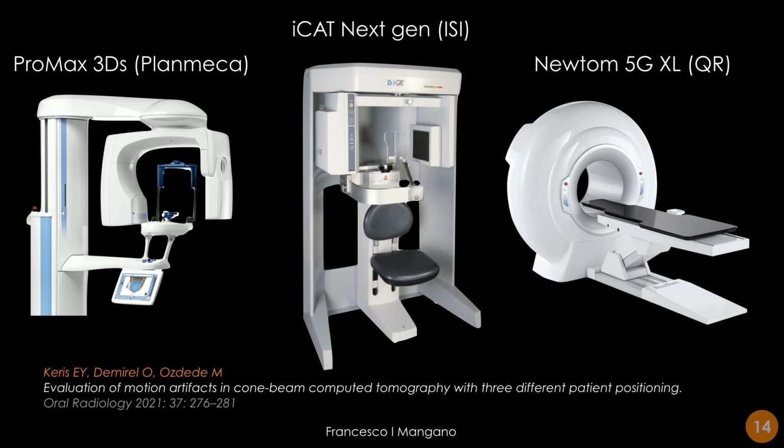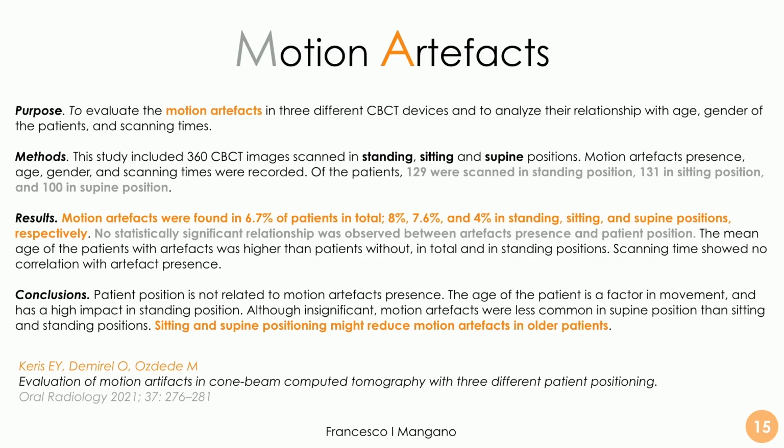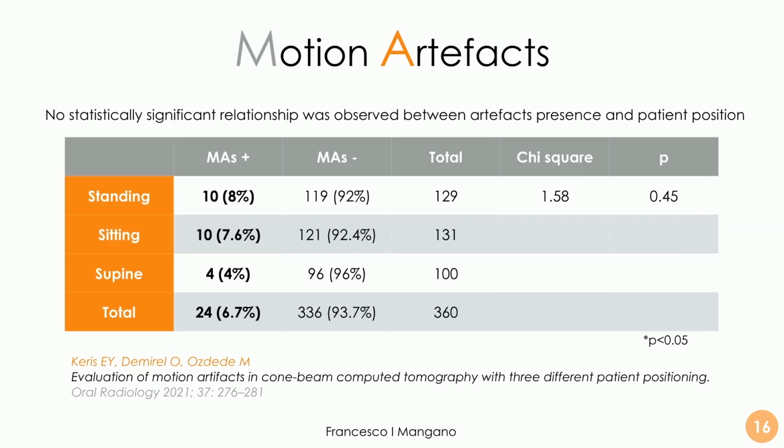There is another study that I found very interesting. This group of researchers compared 3 different machines with the patient standing, sitting, or supine, and the occurrence of motion artifacts. They found that there was no statistically significant difference between the different positions, but the authors found that the problem of motion artifacts can become worse with age, so for the older patients. So it's a conclusion that is quite different from the one of the previous systematic review.